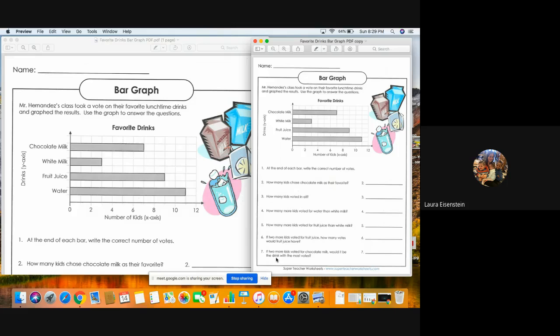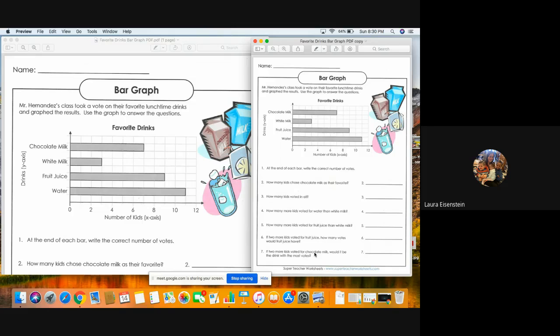Next one says, how many more kids voted for fruit juice than white milk? So again, that's a more than problem. So you'll do it the same way. Identify how many voted for each, and then subtract to find out the difference.